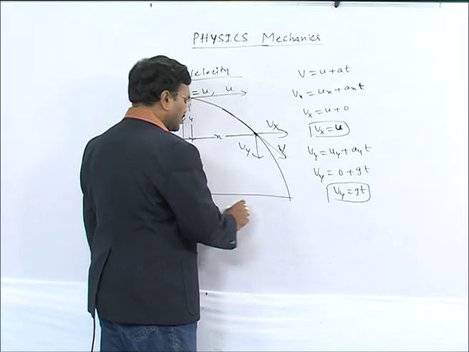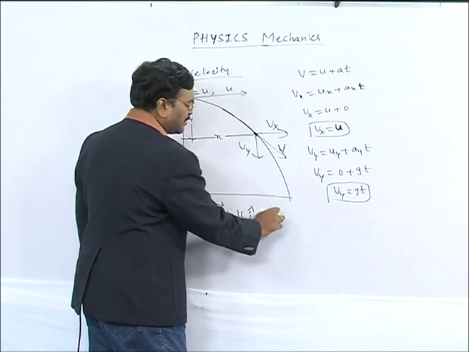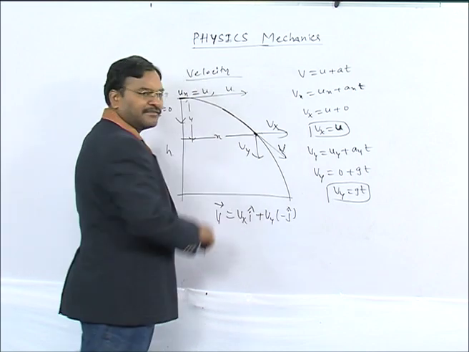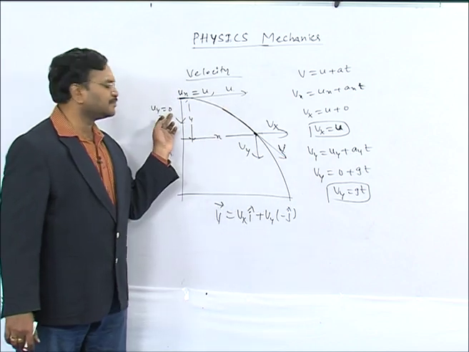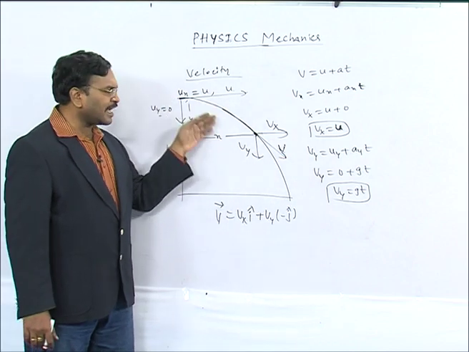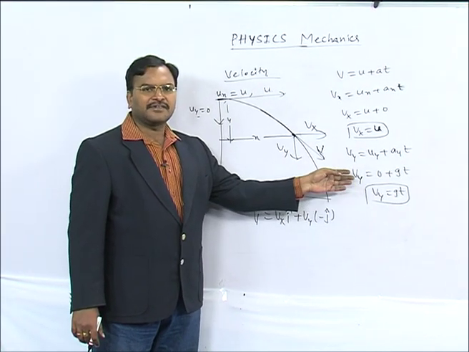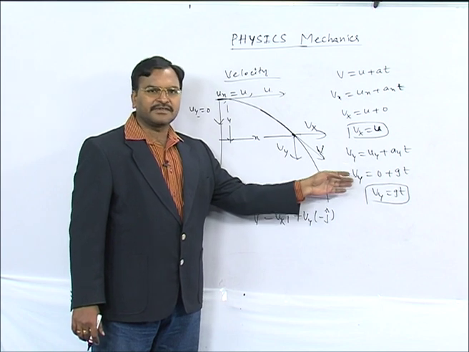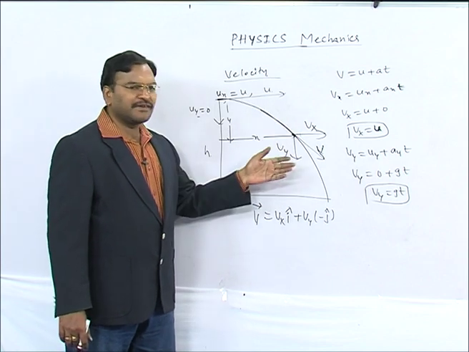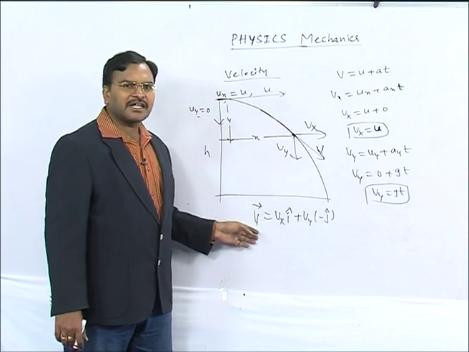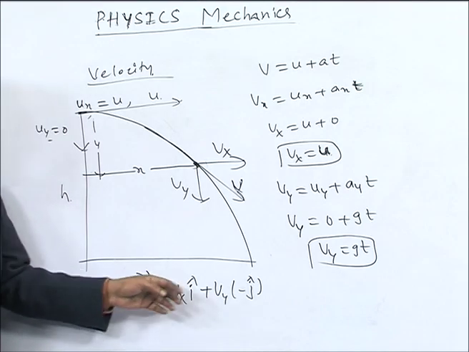Now what is the velocity vector we write? Vx i cap plus Vy minus j cap. In the vertical direction, the initial velocity is 0, but as time goes on, after 1 second Vy is g, after 2 seconds Vy is 2g, after 3 seconds Vy is 3g, like that. As time increases, the vertical velocity increases, Vy is equal to gt. The velocity vector V bar is equal to Vx i cap plus Vy minus j cap.